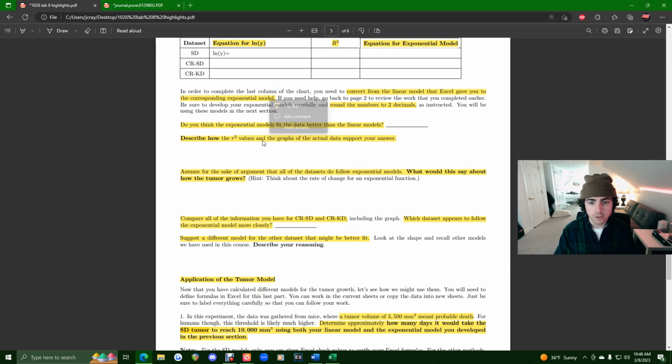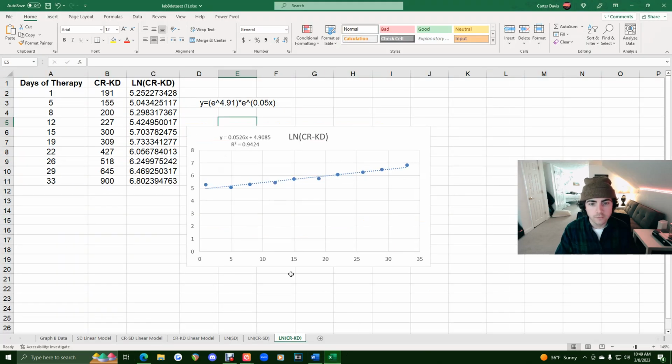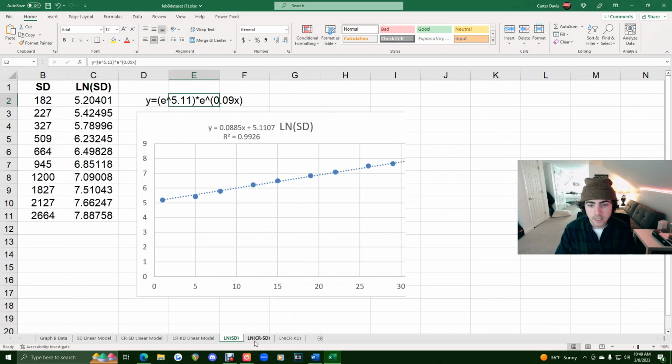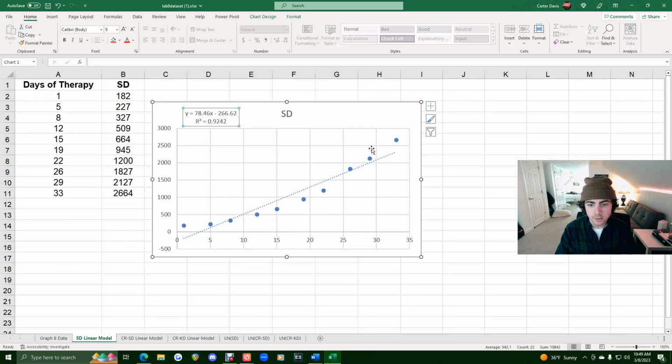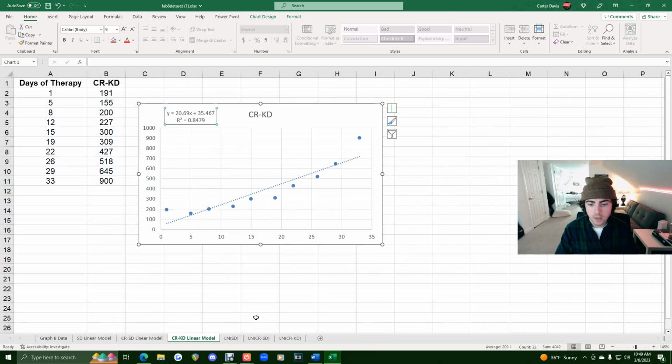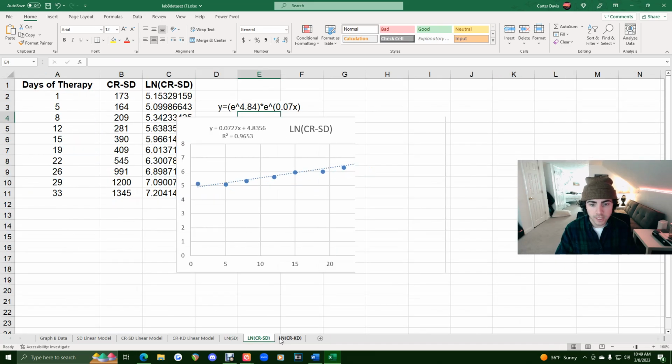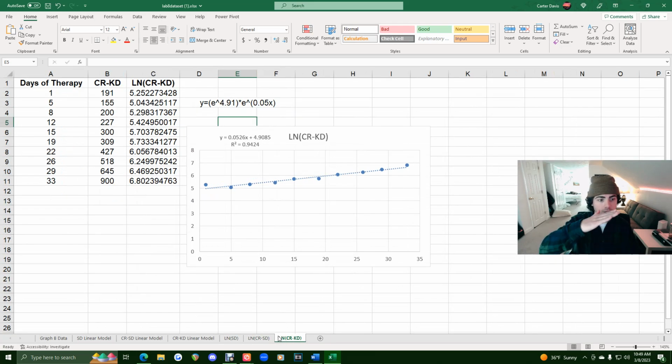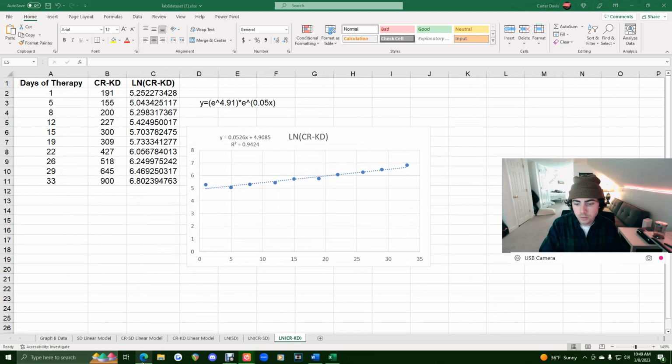So describe how the r-squared values and the graphs actually support your answer. We already described the r-squared values, but the graphs, I was saying it as we went along, but see how, once you converted them, so before we converted them, you can see they have more of an exponential curve to them, but then we translated them to linear functions and they all kind of fit a linear image better.